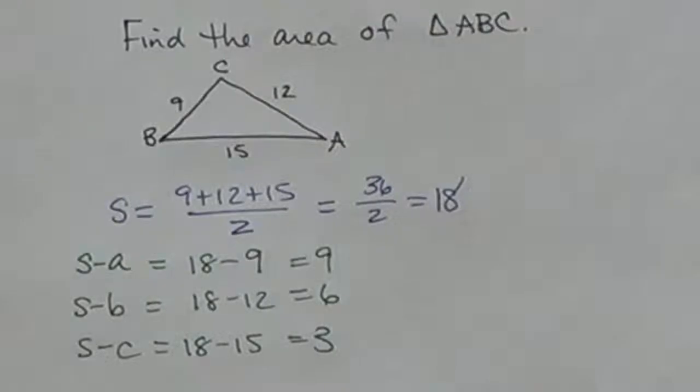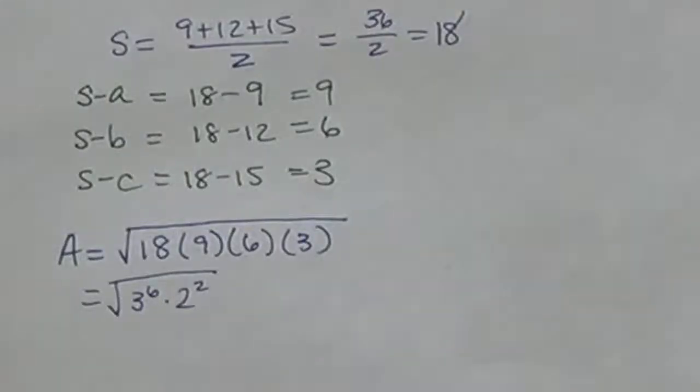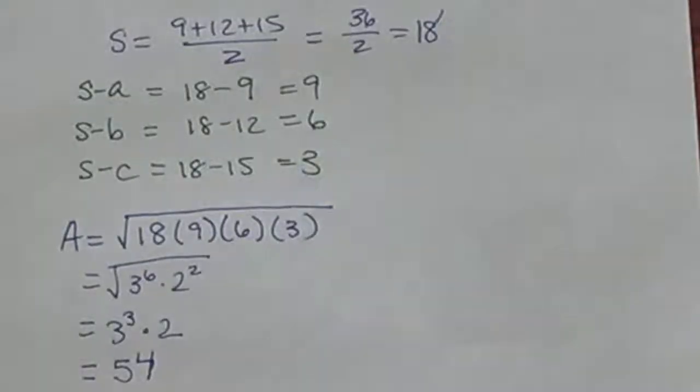Plugging into our area formula, we see that the area is going to be the square root of 18 times 9 times 6 times 3. For this, you can plug into a calculator, but this is one of those properties that you should be able to simplify. You'll notice the numbers here are not too bad. We can factor these down, and you'll notice that you get 3 to the 6th power times 2 to the 2nd power when you factor. And so simplifying the square root of that is going to be 3 to the 3rd times 2, which is going to equal 27 times 2, or 54. So there's the area of our triangle.